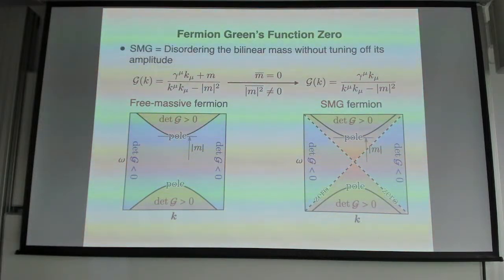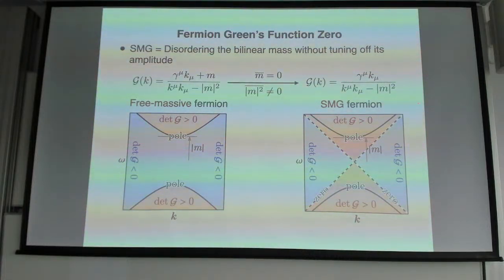Because if you look at k equals 0, the denominator doesn't vanish, but the numerator, because it's linear in k, vanishes. It's precisely because you don't have this mass anymore. So if you try to plot the Green's function as a function of frequency and momentum, and then plot its determinant, you will see that they have very different structures.